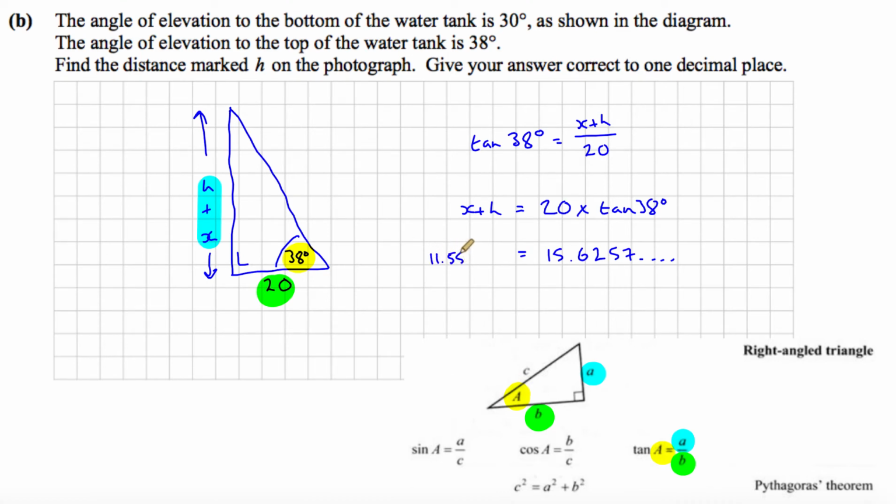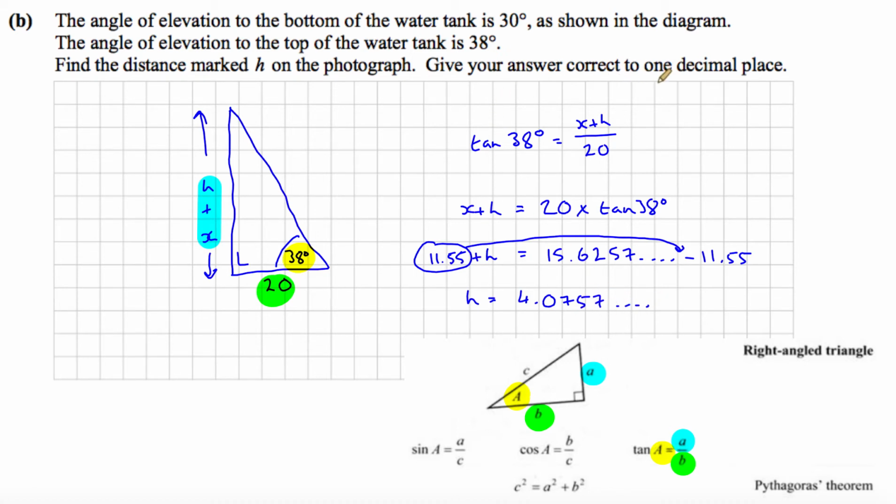11.55 for x plus the h will give us this value over here. And that means that h is this value, subtract the 11.55. You can bring this 11.55 over here and make it a negative. So we end up with a height of 4.0757, and up it goes.